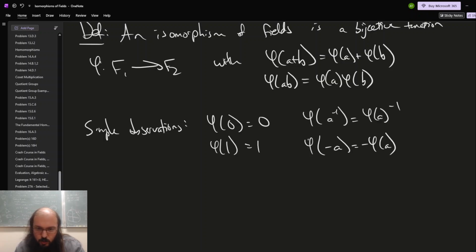Why are all these things true? Because their proofs are exactly the same as for groups. When you're talking about additive properties, you just remember that a field is an additive group and you do the group stuff. When you're talking about multiplicative properties, you remember that if you take away 0, what remains is a multiplicative group. You apply the group properties.